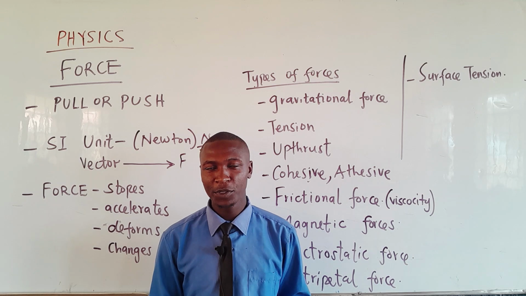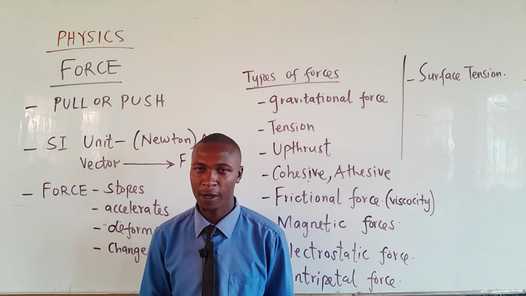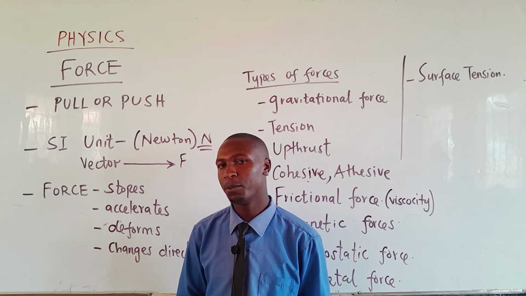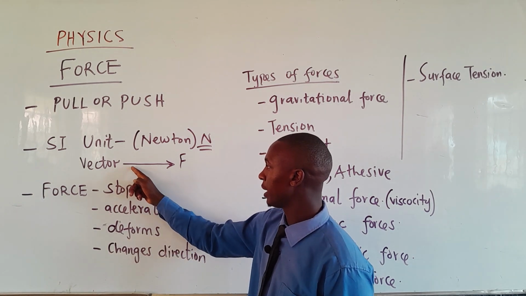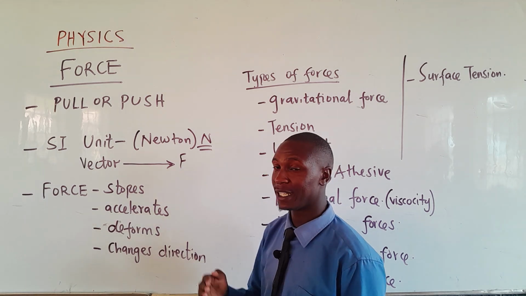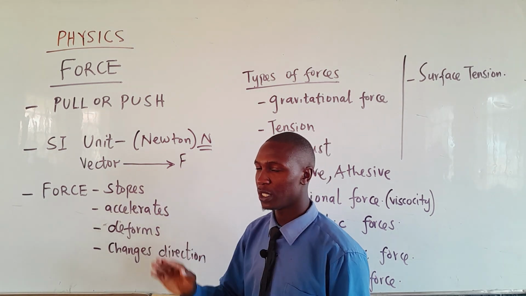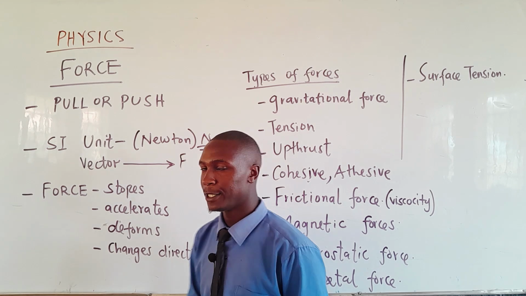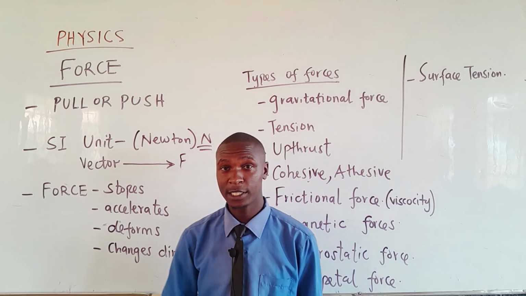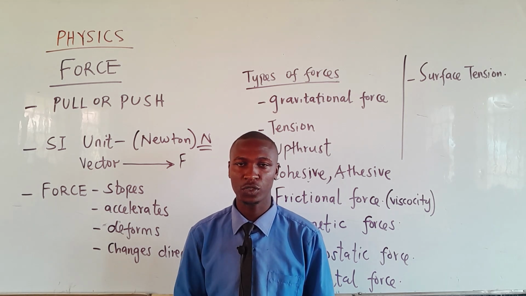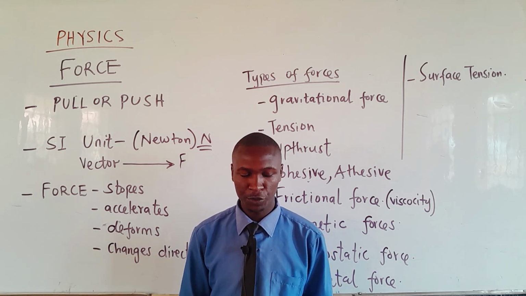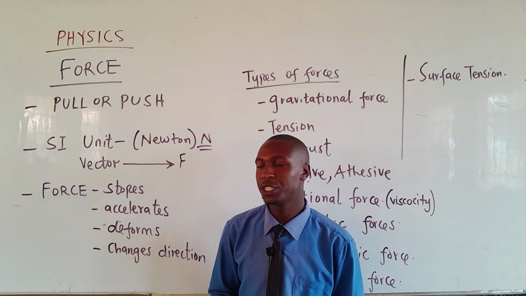Force is also a vector quantity. A vector quantity means it has both direction and magnitude. For example, if you talk about a force moving towards a given direction, this arrow shows that the force is moving to the right, and the F here represents its magnitude. So it could be 10 newtons, 20 newtons, 30 newtons, and so on. And therefore, a force is a vector quantity.